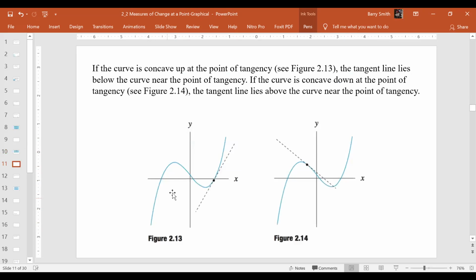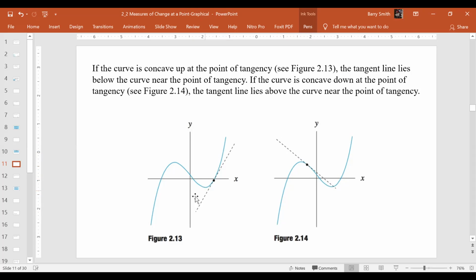So looking here, these are two different ways of looking at tangent lines. In this one, we can see the tangent line comes right up to that point, but it never crosses and cuts through the graph. It's tangent to it, and it's below the curve. It's not above the curve or through the curve. It's below the curve.